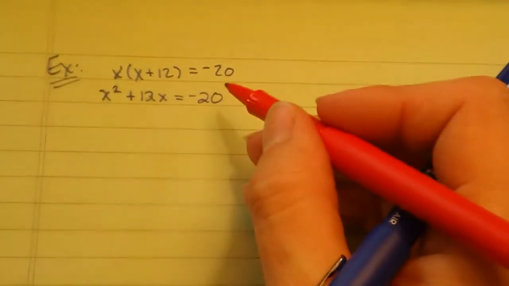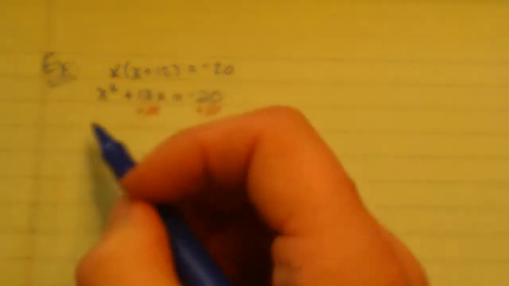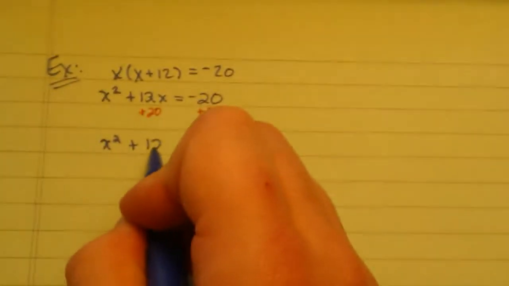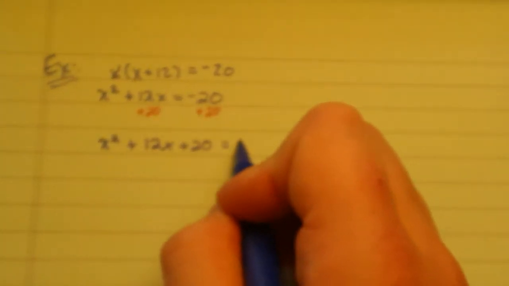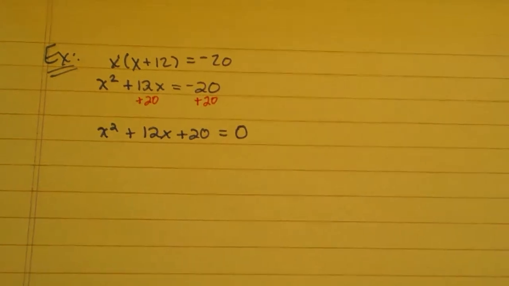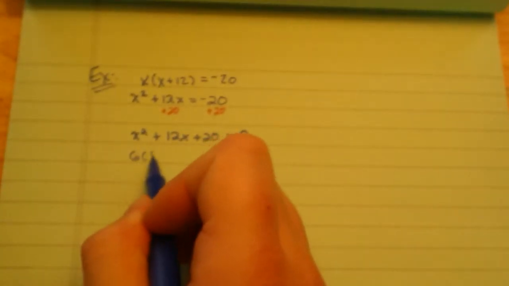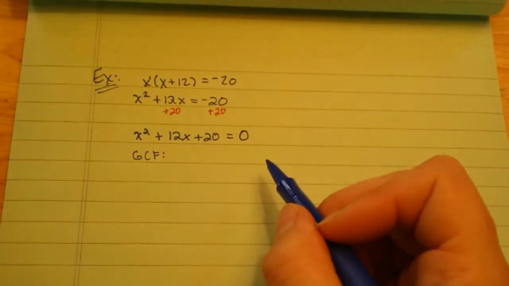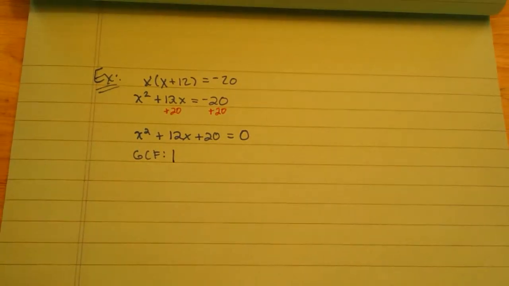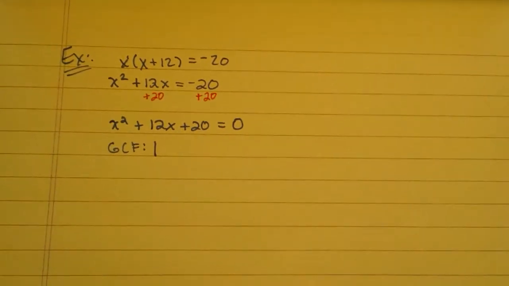And then we're going to need to add 20 to both sides so that we get the equation equal to 0. So now we have x squared plus 12x plus 20 equals 0. And we can go ahead and factor at this point. We want to check to see if there's a greatest common factor. And the only factor they have in common in this equation is a 1. And since a greatest common factor of 1 isn't going to help us in factoring, we'll just leave it. And we'll start our guess and check.